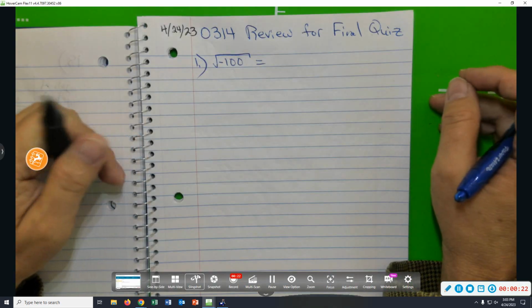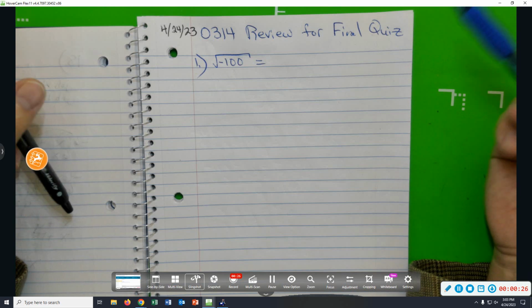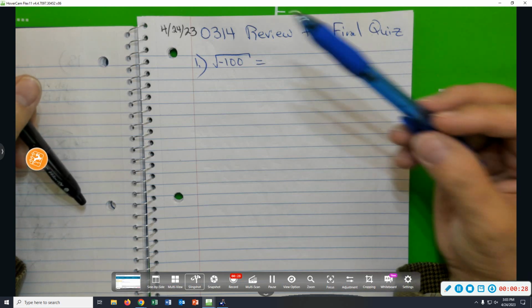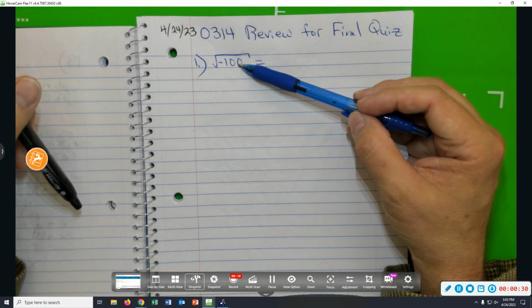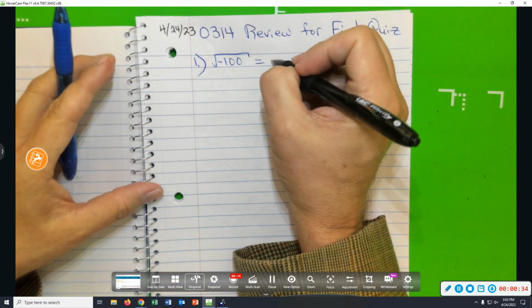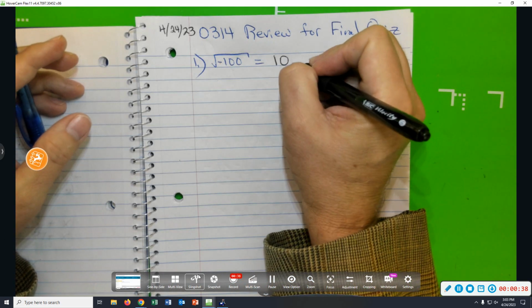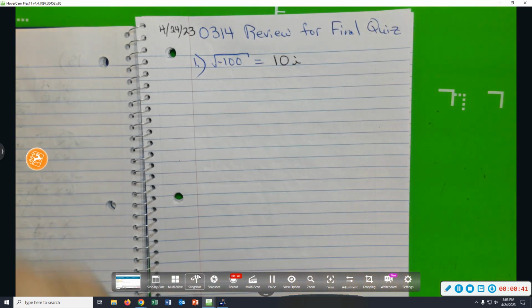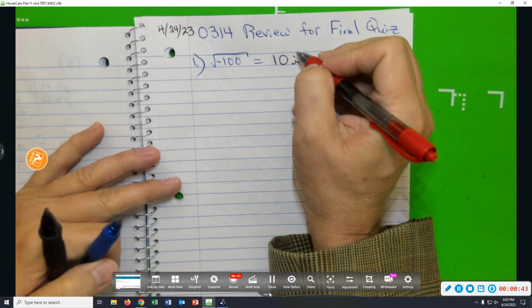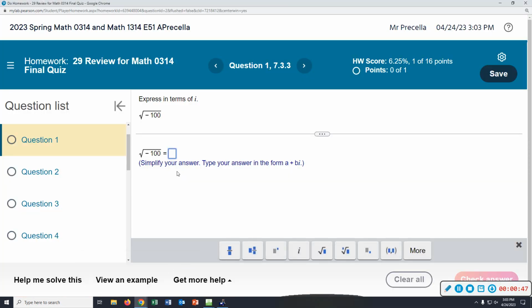This is the square root of negative 100. Someone want to tell us the answer? 10i. 100 is a perfect square, so the square root of 100 we know is 10, but since it's negative, we stick on that imaginary unit i for 10i.